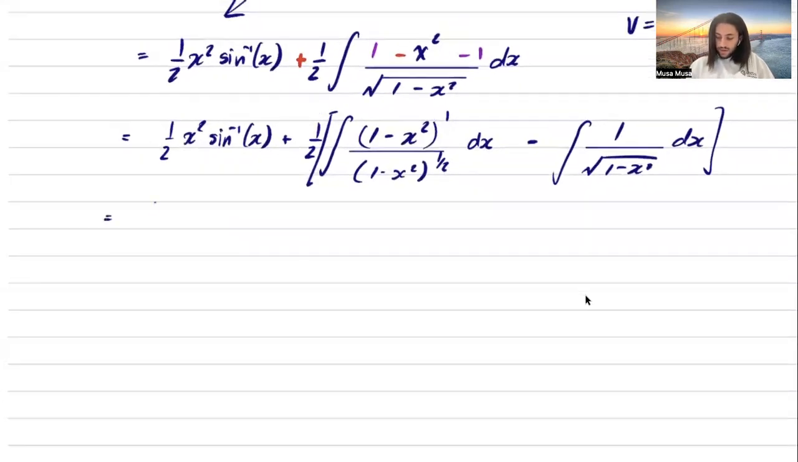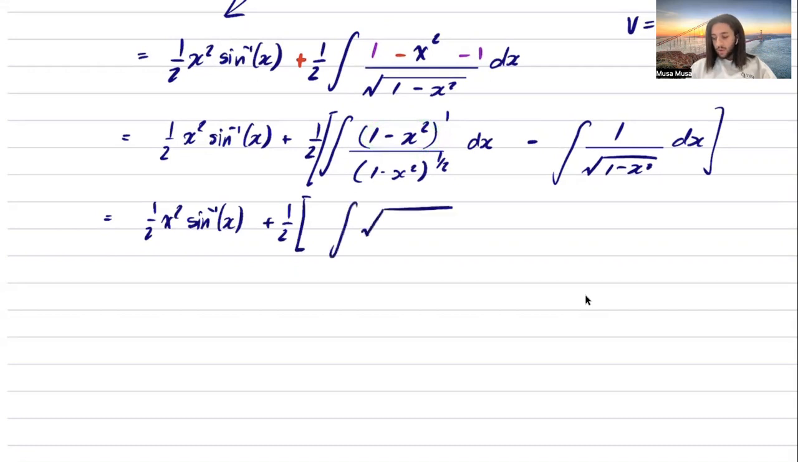Perfect. So this is going to be a half of x squared inverse sine of x plus, and then if you're dividing with the same base, you subtract the powers, so you end up with the integral of the square root of 1 minus x squared dx, because 1 minus a half is a half. So it's 1 minus x squared to the power of a half. Then minus, and then isn't this the exact standard form for inverse sine of x? Yes. So that becomes inverse sine of x, like that.